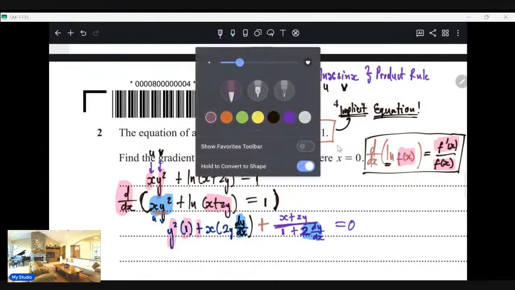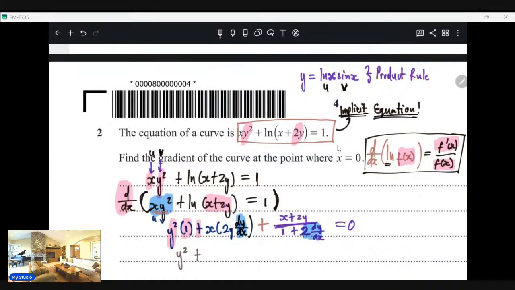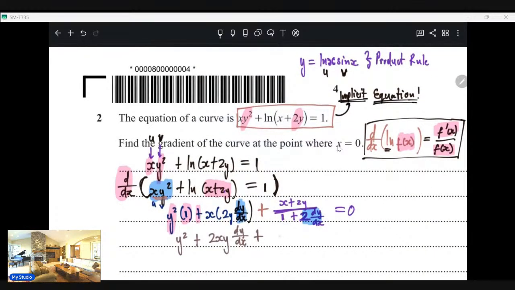So here you'd say y squared times 1 is y squared, plus x times 2y, which is 2xy, and you should put dy dx after that, because it's 2xy dy dx. Plus, now here we have x plus 2y, divided by 1 plus 2 dy dx. To make it easy so you can continue, you can separate them. You are only allowed to separate if it's the numerator, sorry. So let me write it nicely.